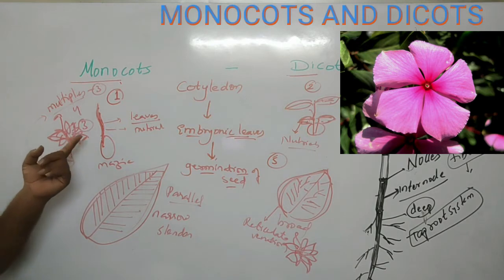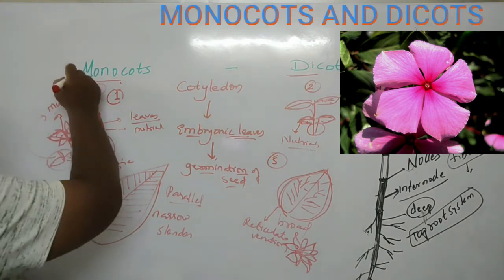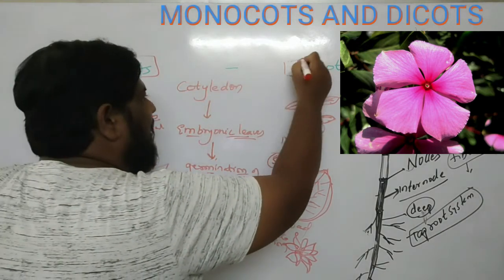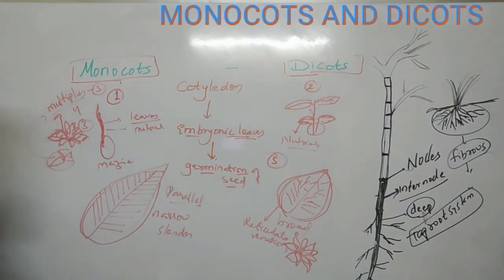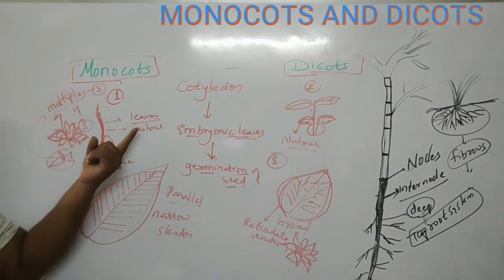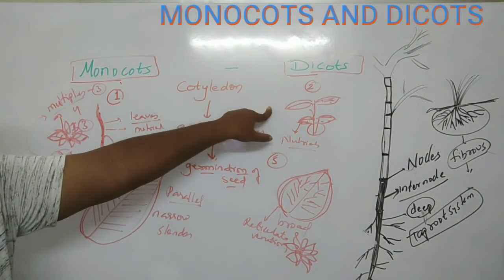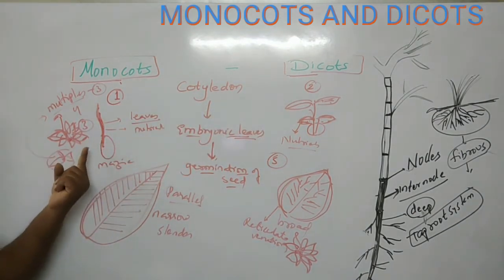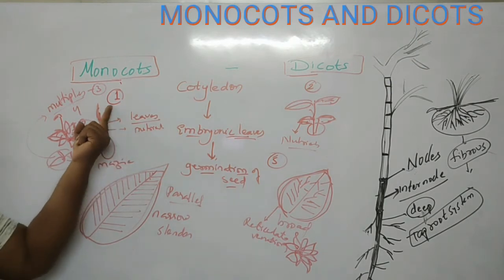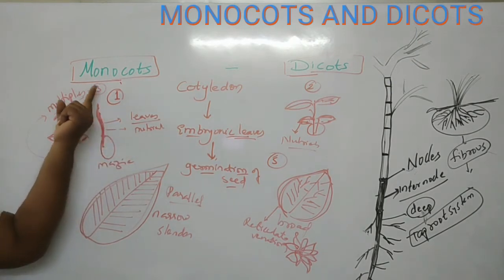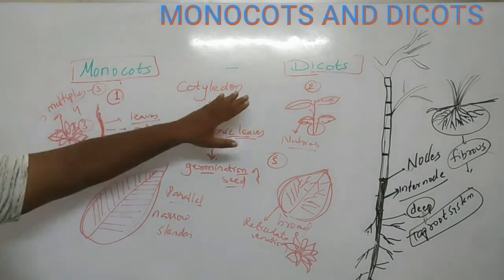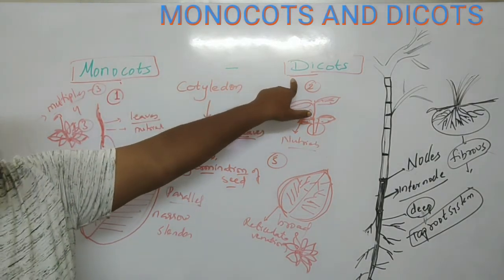So this is how you can write the differences of the monocots and the dicots. Is it clear, children? So what is the major difference? Here it will have only one embryonic leaf. Here, it will have 2 embryonic leaves. Because there is only one embryonic leaf, we call it the monocotyledon. Here there are 2 embryonic leaves. They are called the dicotyledons.